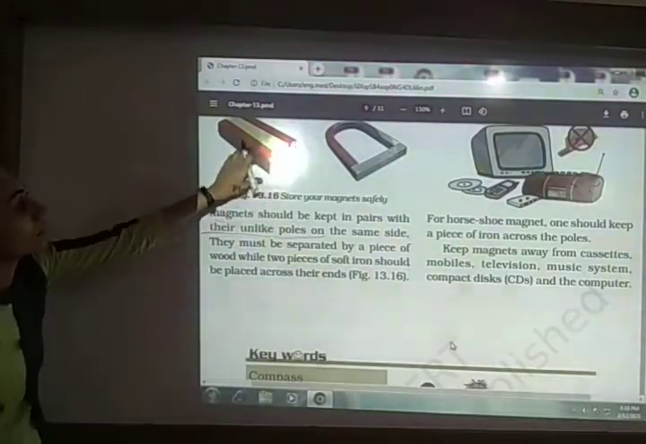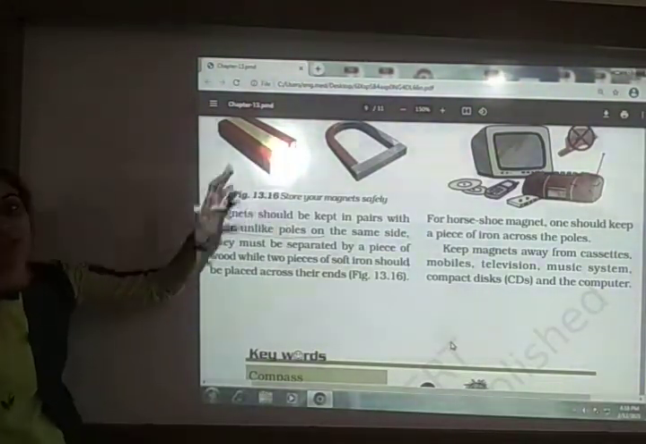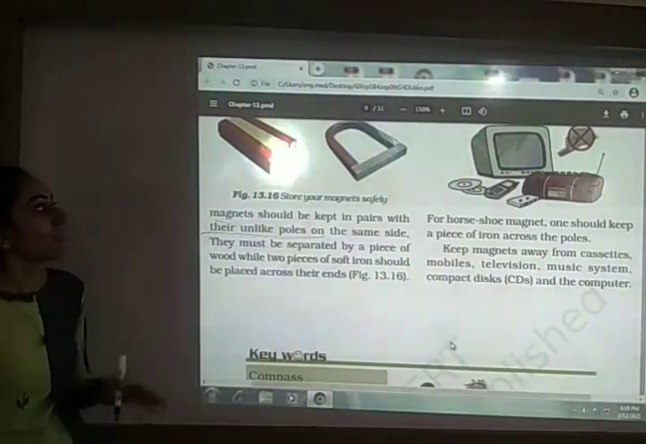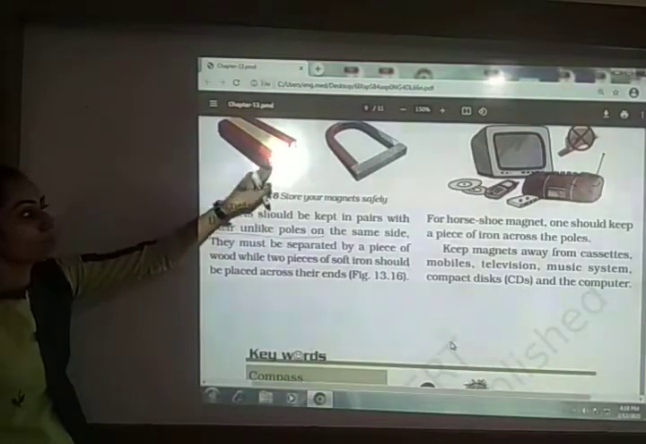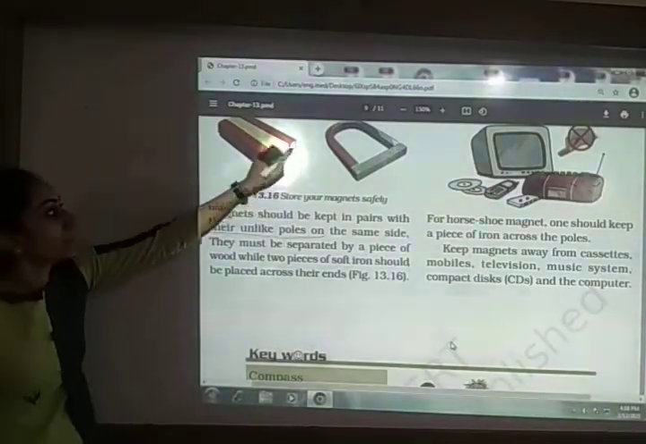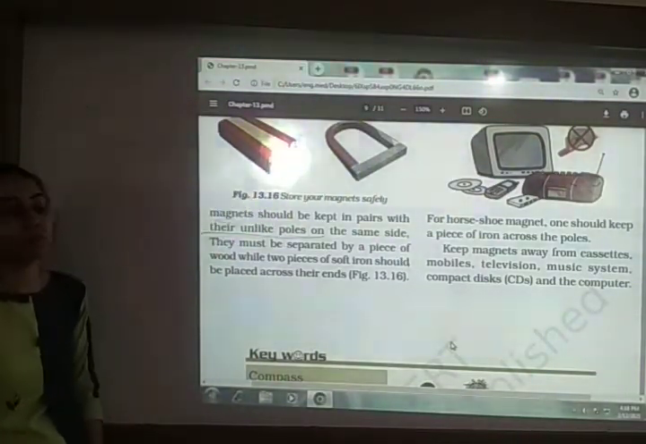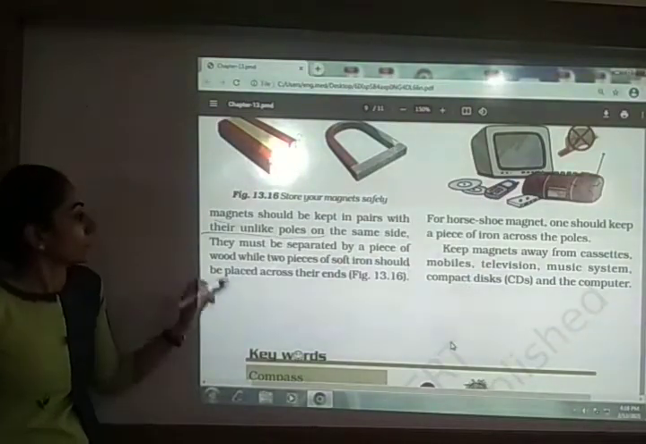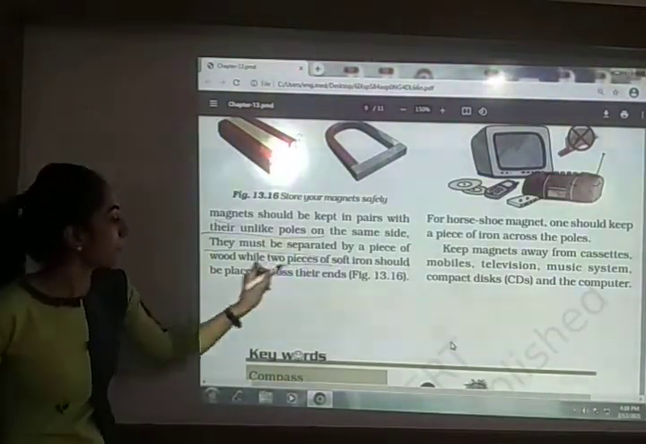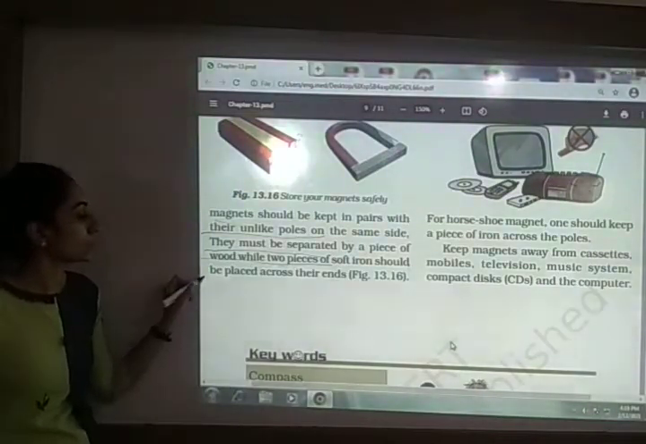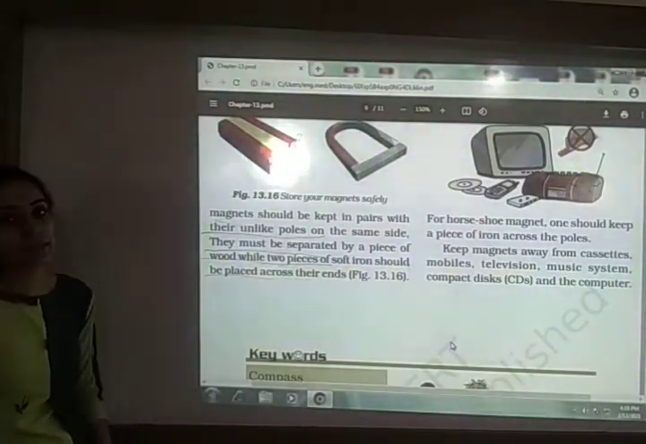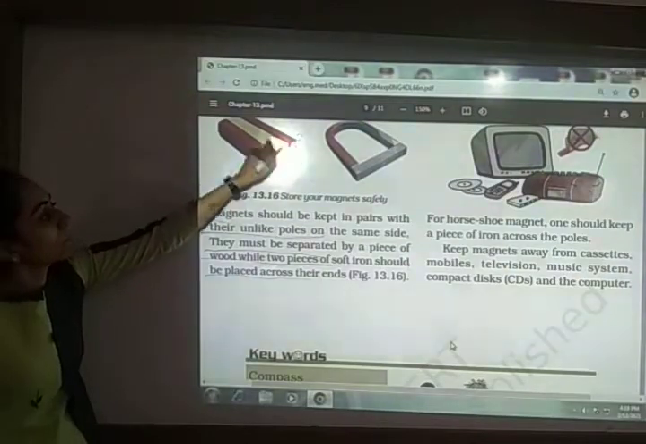Like this one. These two are the bar magnets. So we have to place these bar magnets on the same side with unlike poles. That means if we place the north pole of this magnet on this side, then we have to place the south pole of the other magnet on this side. They must be separated by a piece of wood, while two pieces of soft iron should be placed across their ends. We have to place the wooden piece.